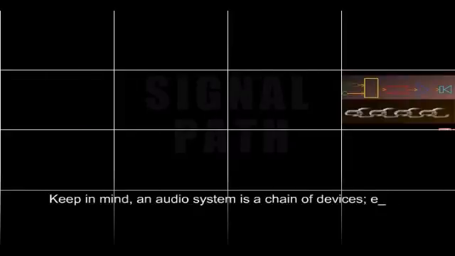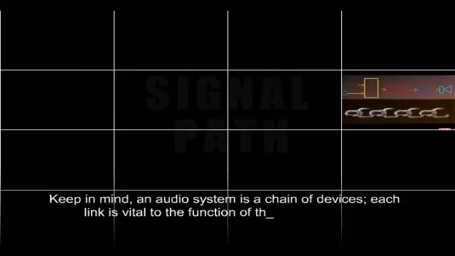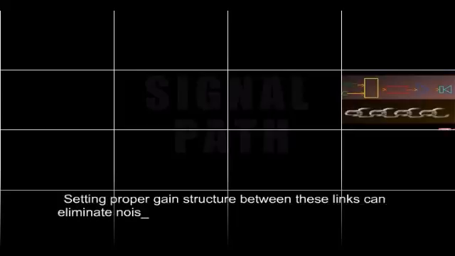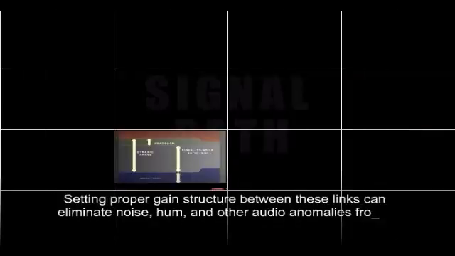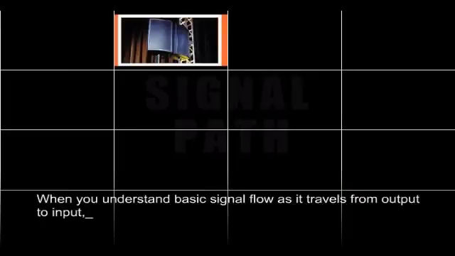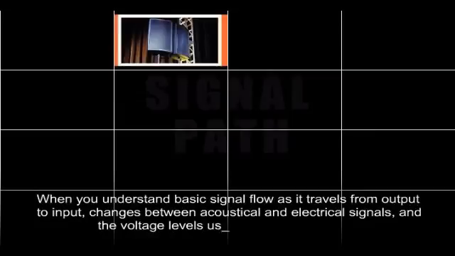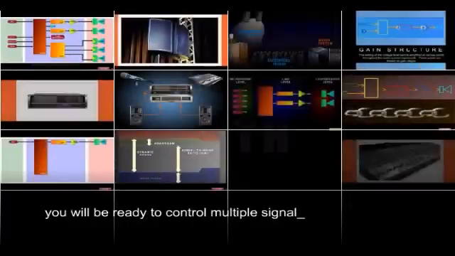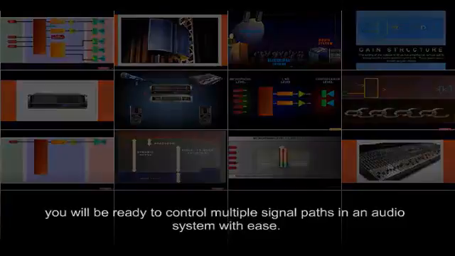Keep in mind, an audio system is a chain of devices. Each link is vital to the function of the overall system. Setting proper gain structure between these links can eliminate noise, hum, and other audio anomalies from a system. When you understand basic signal flow as it travels from output to input, changes between acoustical and electrical signals, and the voltage levels used in the audio system, you will be ready to control multiple signal paths in an audio system with ease.